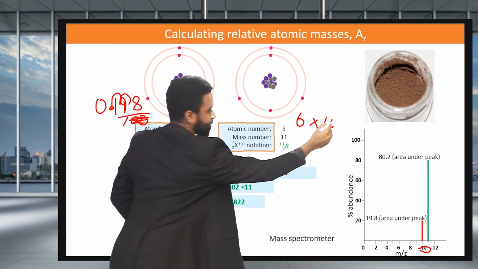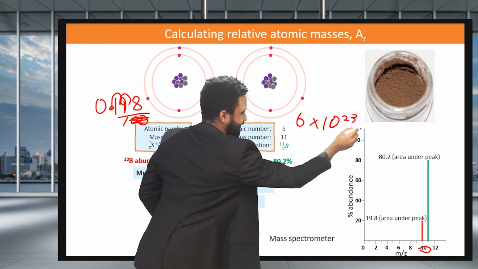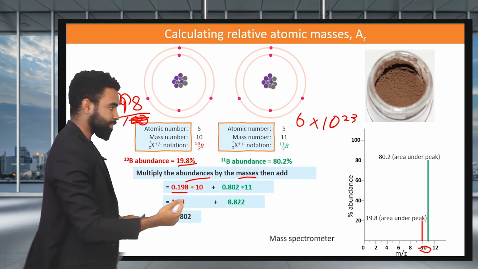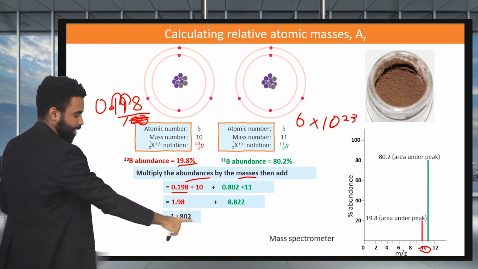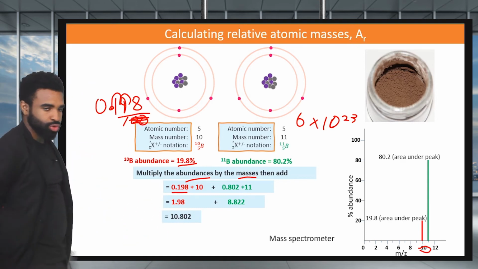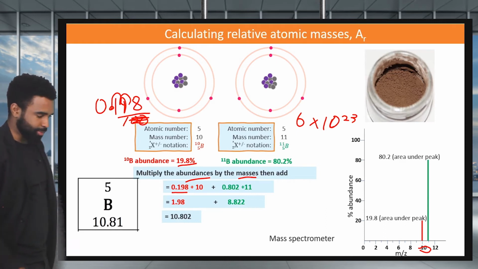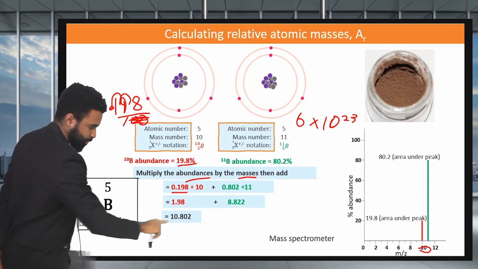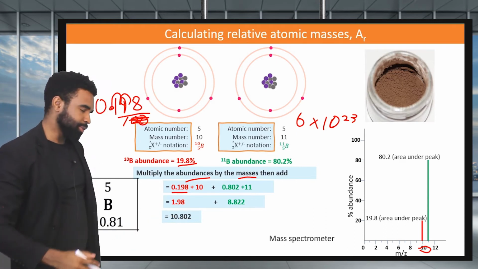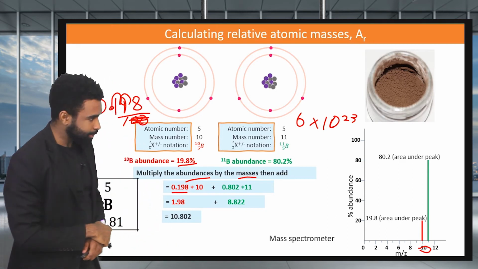All right, 6 times 10 to the 23. That's 6 hexillion atoms. So if you have 6 hexillion atoms of boron, on average, it would weigh 10.802 grams. And here is the value you see in your periodic table. It differs slightly from what we've just calculated. There's some reasons for that. We won't go into it.